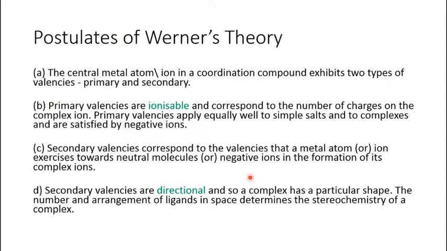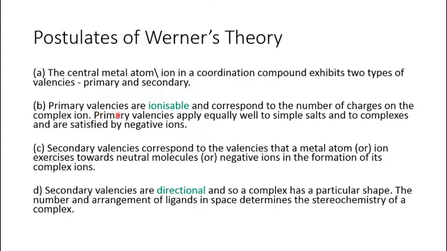So coming to the postulates of Werner's theory, the first postulate is that the central metal atom or ion in a coordination compound exhibits two types of valencies. One is the primary valency and the other one is the secondary valency.